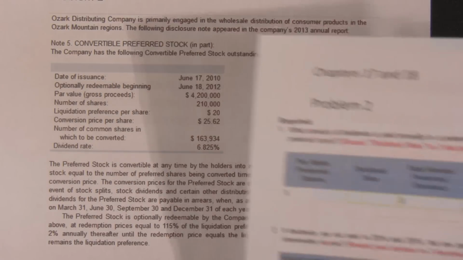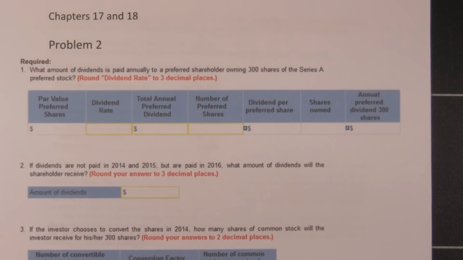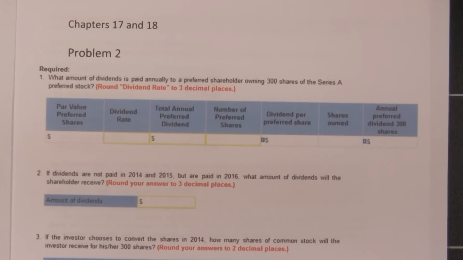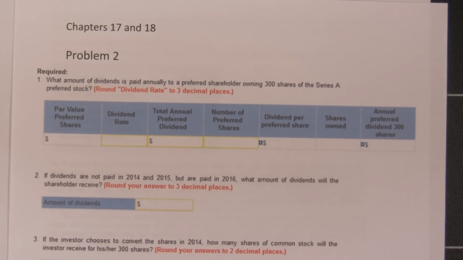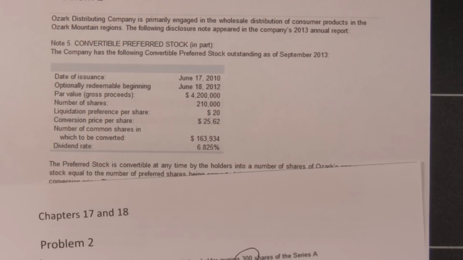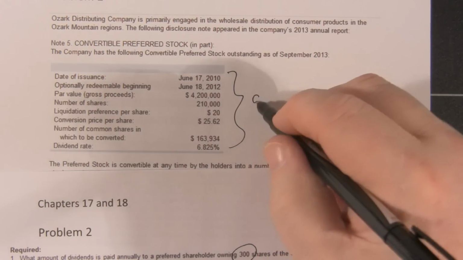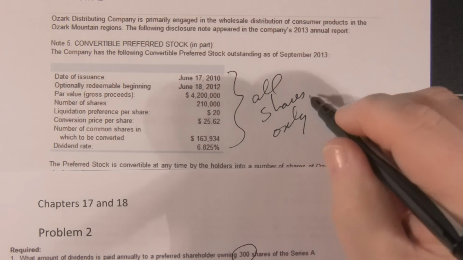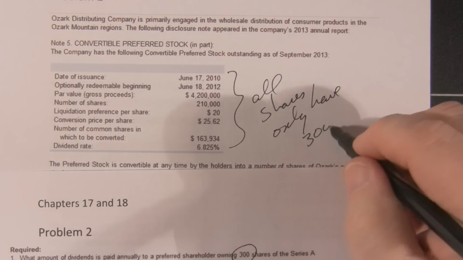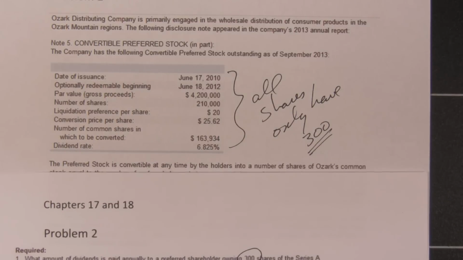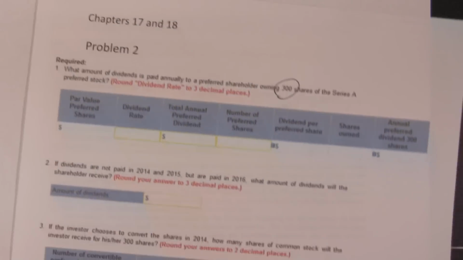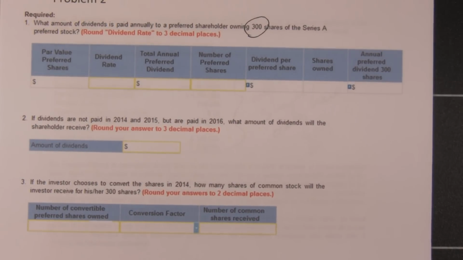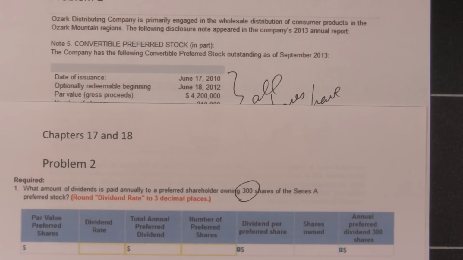Okay, so the first thing it asks us is to fill in this piece of the chart. And it says, what amount of dividends is paid annually to preferred shareholders owning 300 shares? So everything we do when we go back to this information, remember this is for all shares. We only have 300. So we're going to have to constantly take our piece of that. So the par value of preferred shares, right there, 4,200,000.